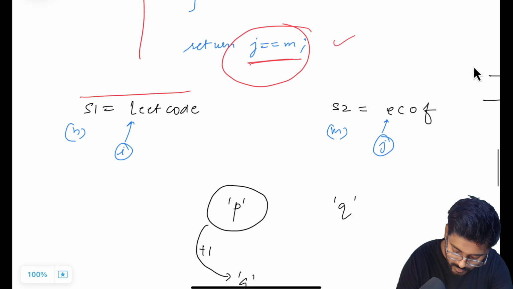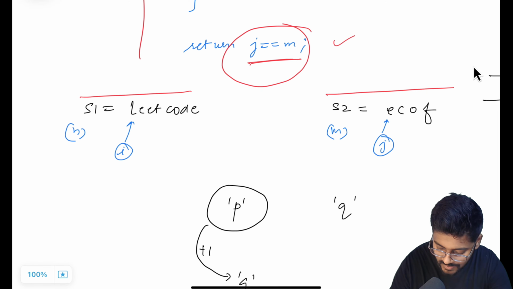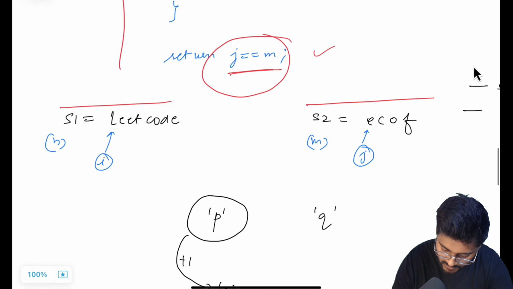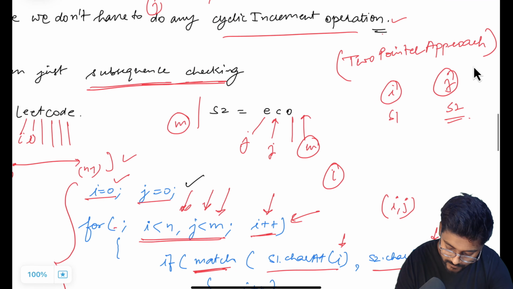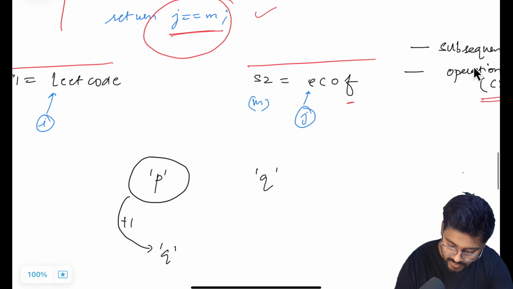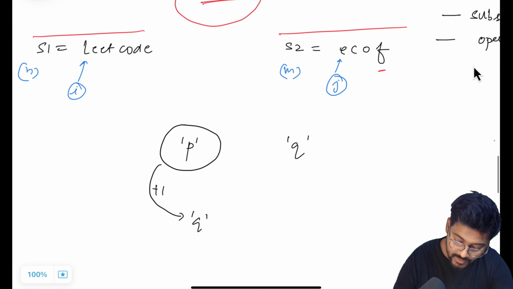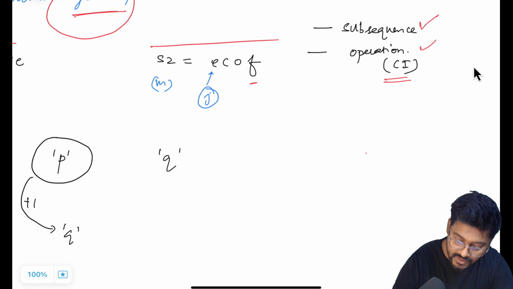Let's say these are the two strings. S1 is LeetCode, S2 is ECOF. Initially it was ECO. I have introduced one more character to string 2. What is the operation? Firstly, let's try to understand that.